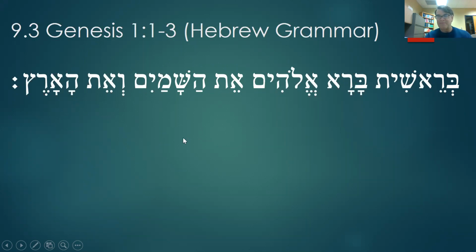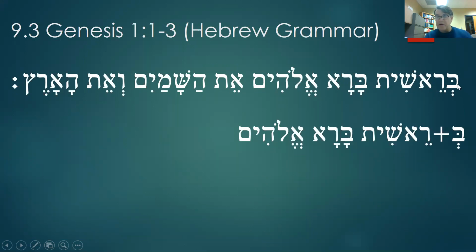Okay, what does it mean? Well, the bet on the front is the word "in," and it's a separable prefix. It's not intrinsic to the meaning of, say, reshit. It is almost a separate word, although Hebrew doesn't print it as a second word. So bet means "in." Now, there's no word for "the" here. The word for "the" is hey with patach and doubling. We see it right here on hashamayim. Hey with patach and doubling is the normal way to do it.